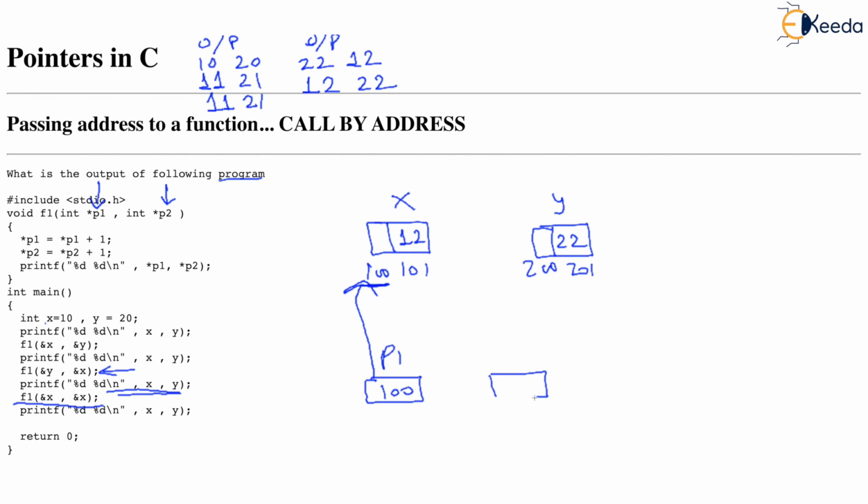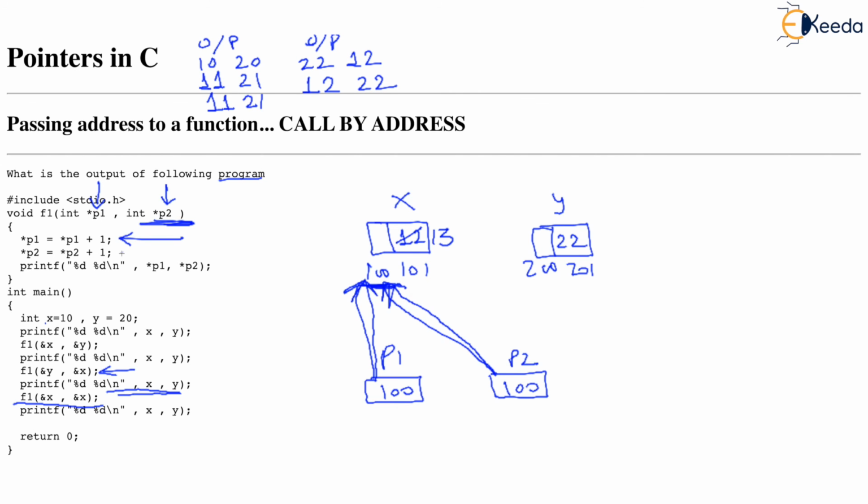But there is again a second parameter p2. And notice this p2 is also receiving address of x. And address of x is 100. So p2 also stores 100 and it points to x. Now you just observe asterisk p1 means x and asterisk p2 is also x, because both the pointers are pointing to x. So how will you read this line? Incrementing asterisk p1 by 1 means incrementing x by 1. So x has already become 13 now.